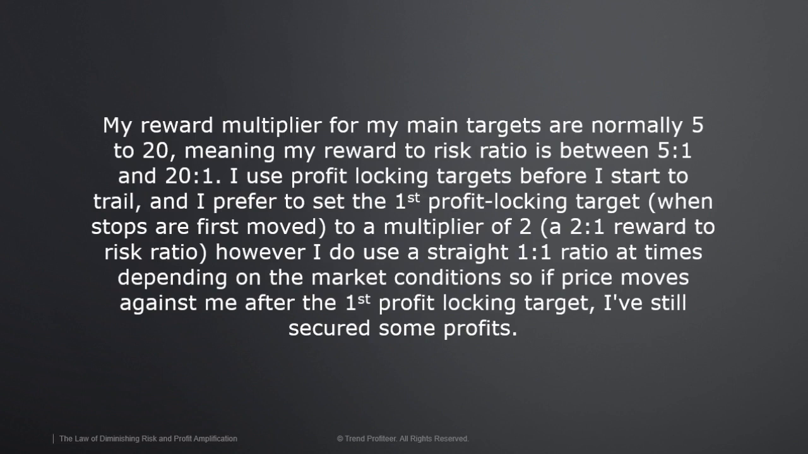My reward multiplier for my main targets is normally 5 to 20, meaning my reward to risk ratio is between 5 to 1 and 20 to 1. Now, they're idealistic in nature, but the whole idea is to be able to manage your trade throughout the trade life cycle. And of course, Trend Profiteer Trade Assistant allows you to be able to do that without you having to manually watch it and react to market conditions as they happen.